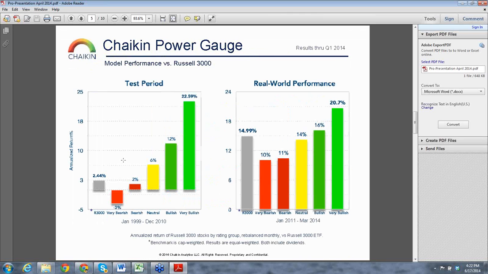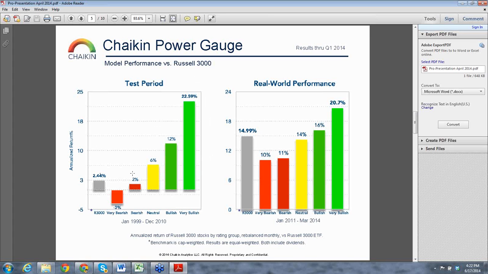Now, as with any model, you care about performance. How does the model work? How is it done? On the left side, we show you the test period. Every model that's built will have an initial back test. Mark built this model during the year 2010. He was done by the end of 2010. So what we're looking at here is the back-tested performance as the model was completed, a pure paper portfolio.